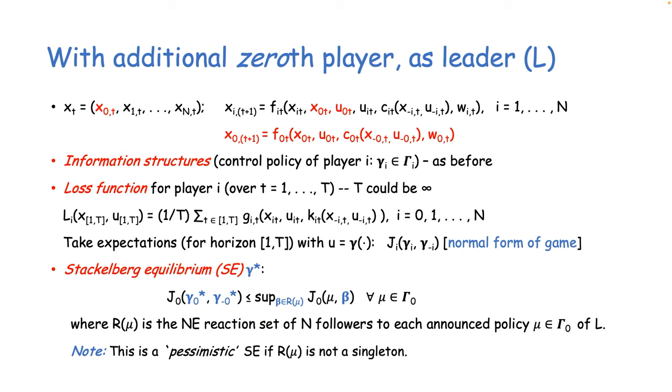Now there are papers in the literature where they go for the optimistic mode, where instead of sup you can use inf. I generally prefer the pessimistic approach because the leader has no control over what the followers are going to pick if there is a non-unique Nash equilibrium among them.